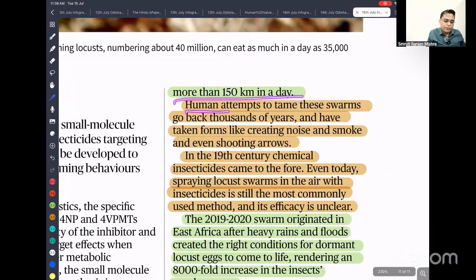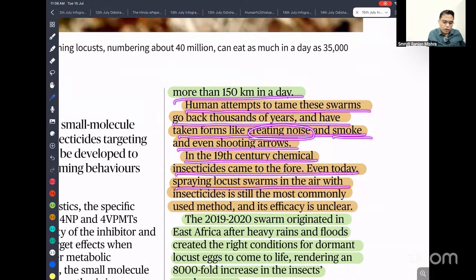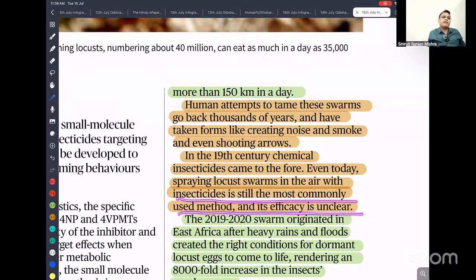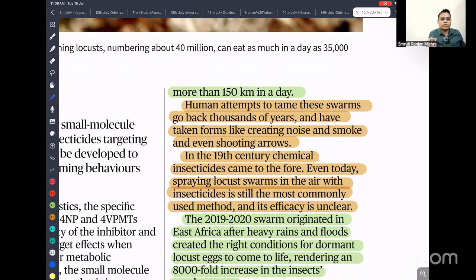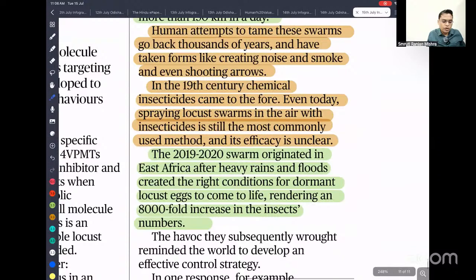a day. So human attempts to tame this swarm go back thousands of years, and have taken forms like creating noise and smoke, even shooting arrows. In the 19th century, chemical insecticide was used. Even today, spraying a locust swarm in the air with insecticide is still the most commonly used method. So even during the 2019 and 2020 infestation in our Rajasthan, we also used the same pesticide in the air. So that is what led to them being removed, or you can say killed.